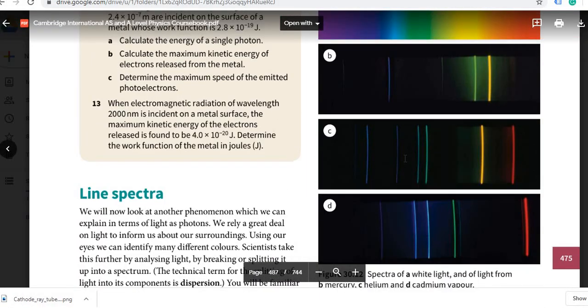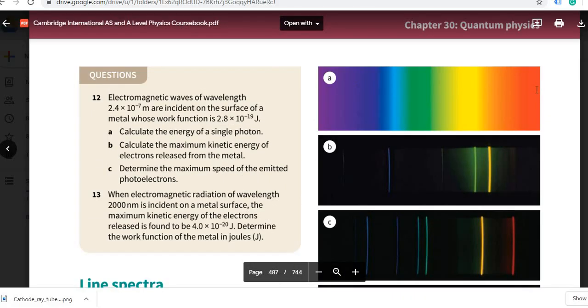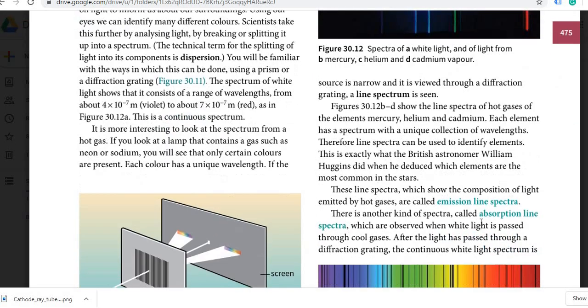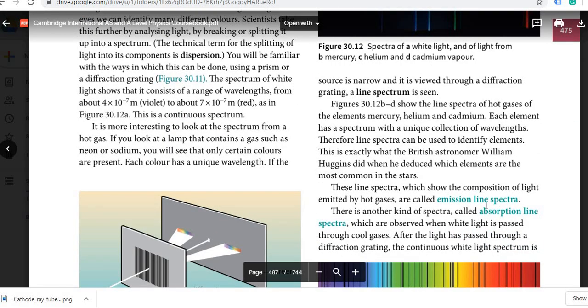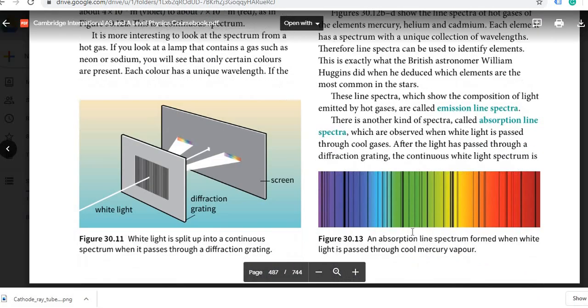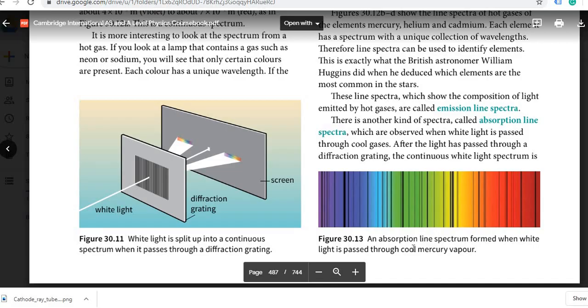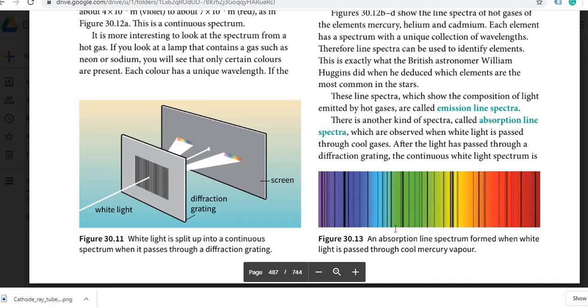You can see here, these are the line spectra. We will see the details afterwards. So remember, we have emission spectra, emission line spectra, and absorption line spectra. What we see here is an absorption line spectrum formed when white light is passed through cool mercury vapor.